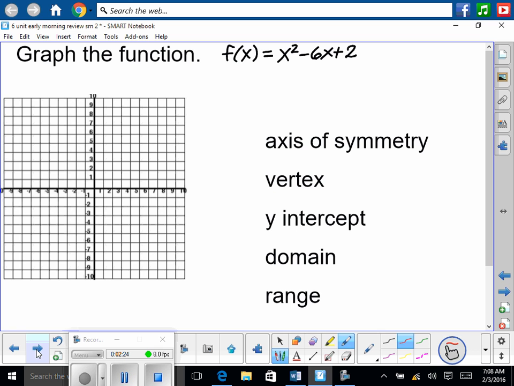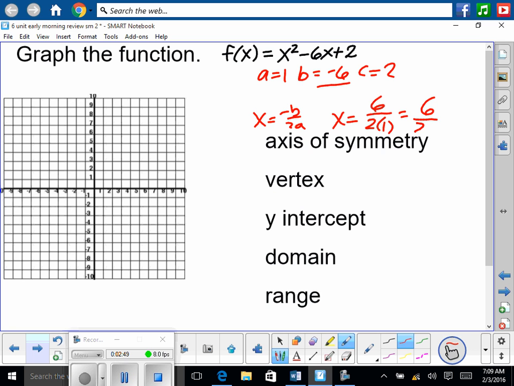So once again, let's do our axis of symmetry. So x equals the opposite of negative 6, so positive 6 over 2 times 1, right? Because a is 1, b is negative 6, and c is 2. So x equals negative b over 2a. The opposite of b would be positive 6 over 2 times 1, which is 6 over 2, which is 3. So our axis of symmetry is x is equal to 3, and we'll draw it in.